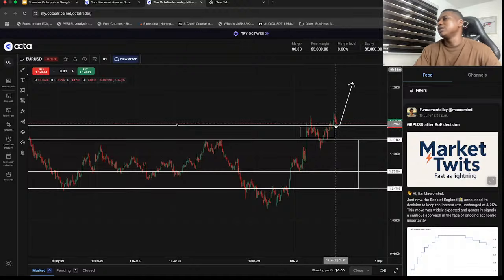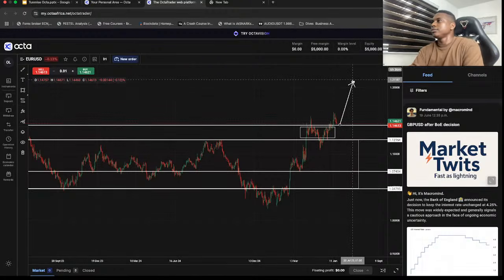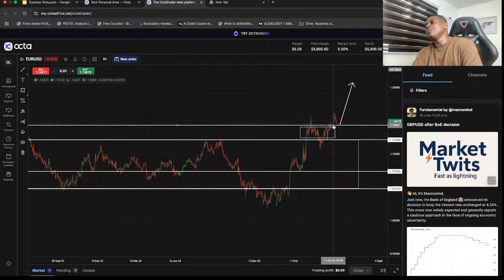Price retraced at this level, and we can see price pushing back up. So this is my outlook on Euro USD. I see price pushing back up after retracing at the level where it broke out from.